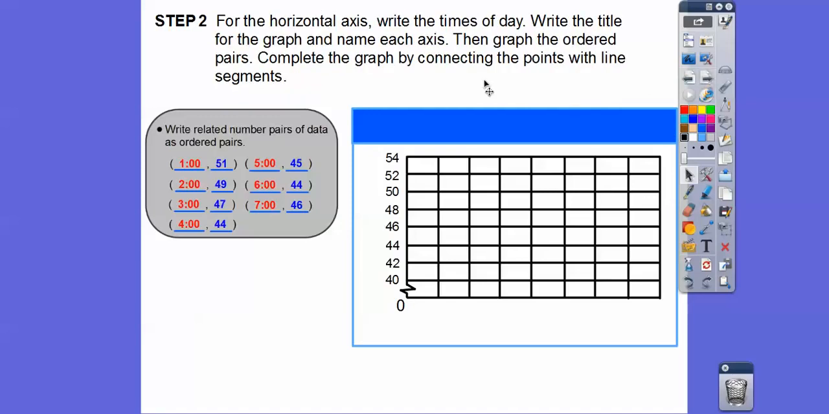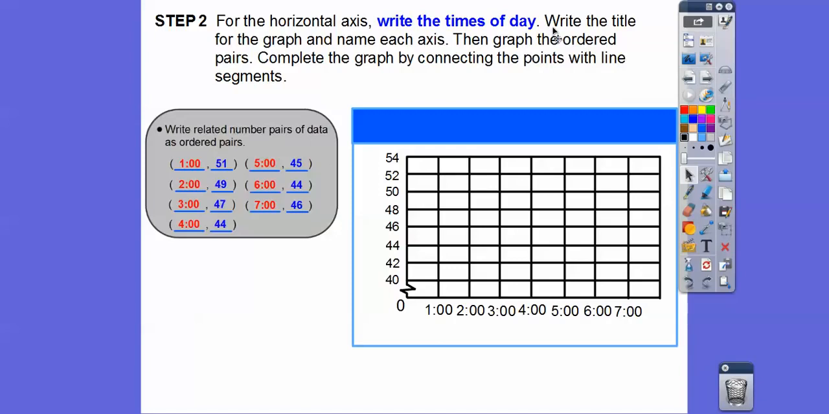Now, the second part says for the horizontal scale, we're going to write the times of day. Okay, so let's do this one at a time. So let's write the times of day down here. So the times of day are 1, 2, 3, 4, 5, 6, 7. So that's what we'll do first. We'll write the times of day, okay?